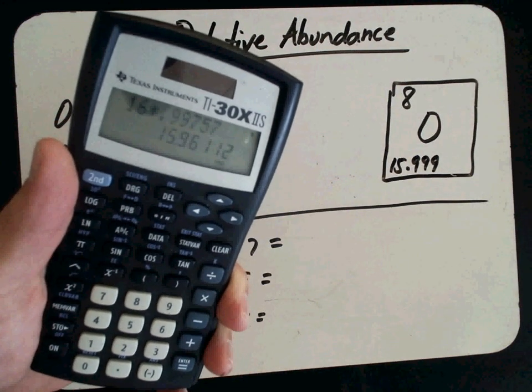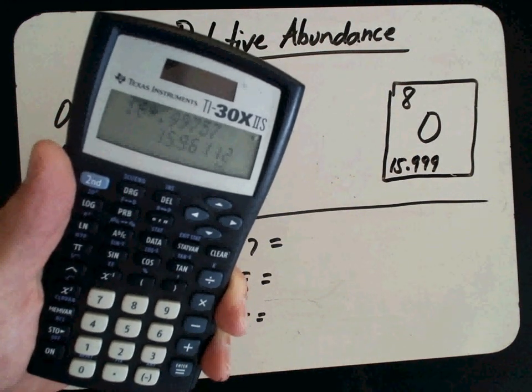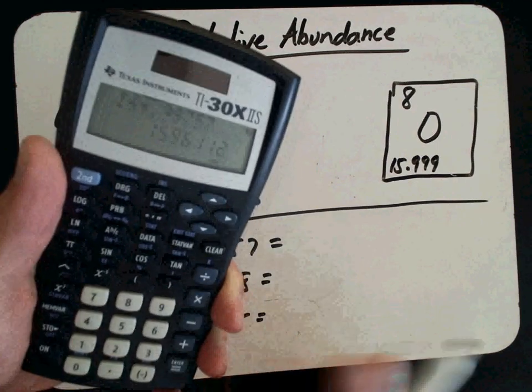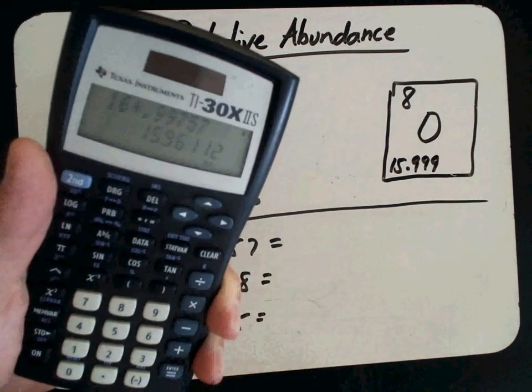Now, it's really important that I say this right now. When you do relative abundance, you do not do sig figs. And you'll see why here in a second.